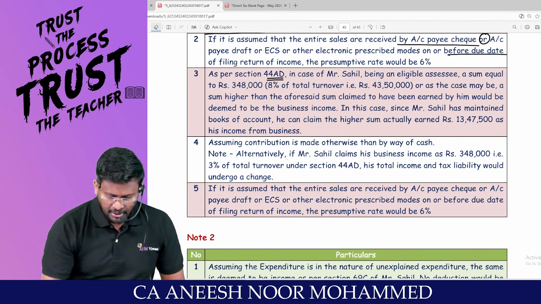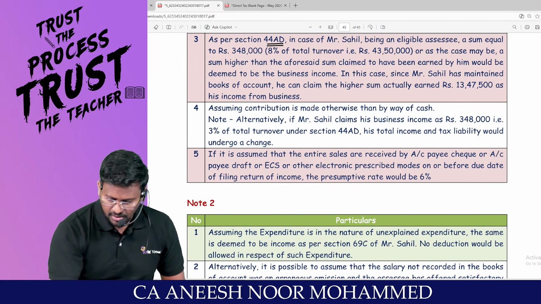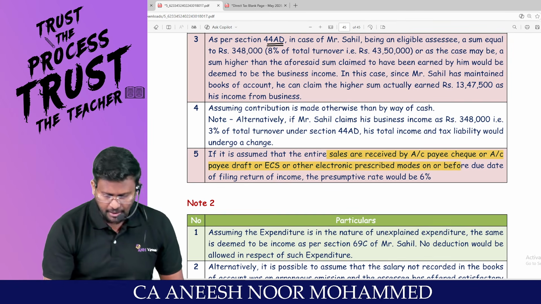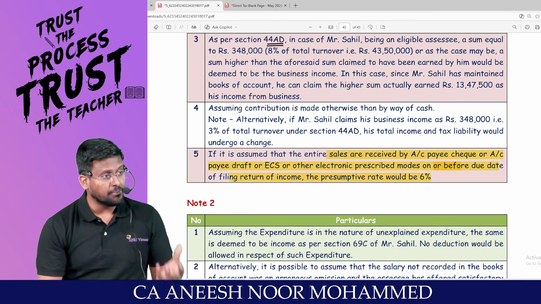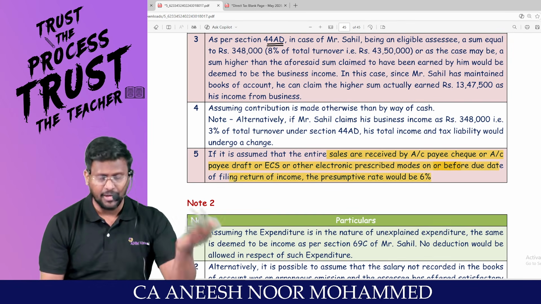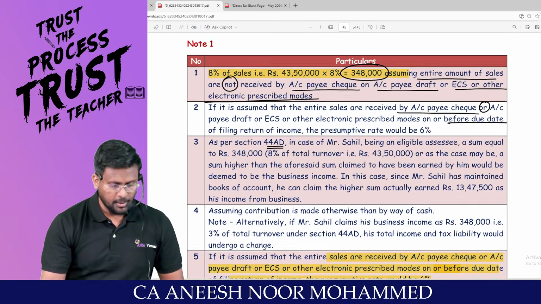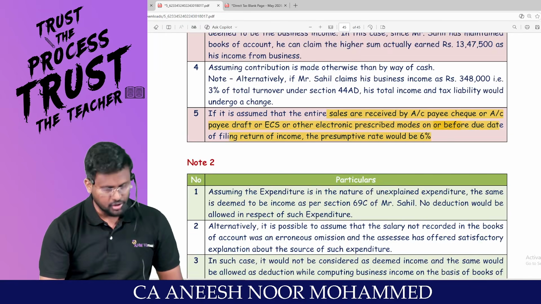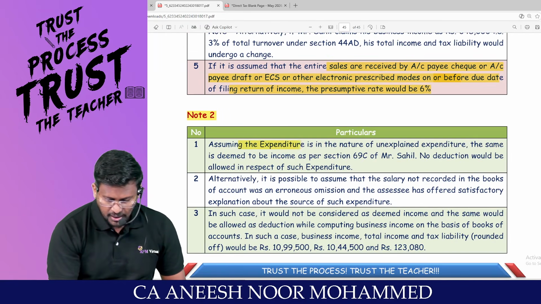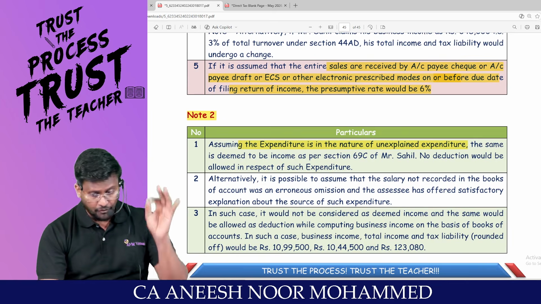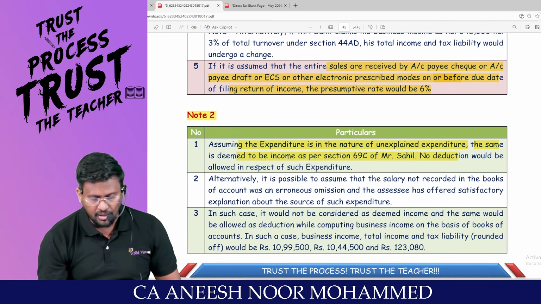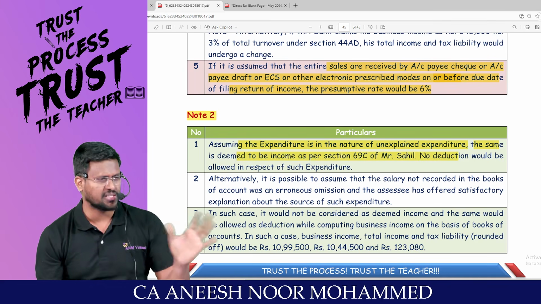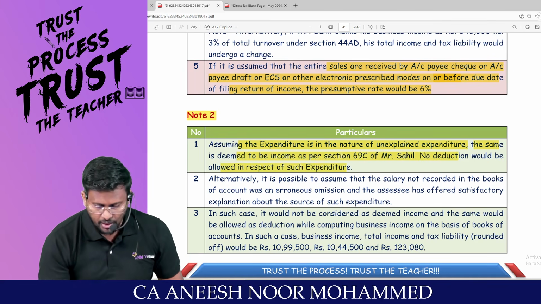Am I right? If it is assumed that the entire sales are received by account payee cheque or account payee bank draft or electronic clearing system or such electronic mode as may be prescribed, then the presumptive rate will be 6% instead of the 8% calculated. This is note number 1, are you able to appreciate? Note number 2, sir, assuming the expenditure is in the nature of unexplained expenditure, it is only an assumption. Same is deemed to be an income as per 69C of Mr. Sahil. No deduction will be allowed in respect of such income.